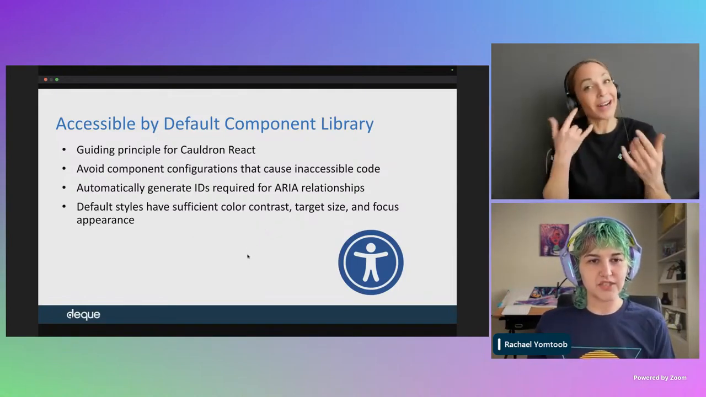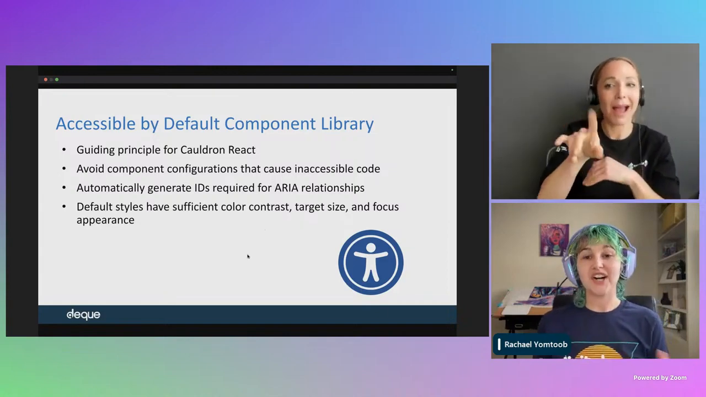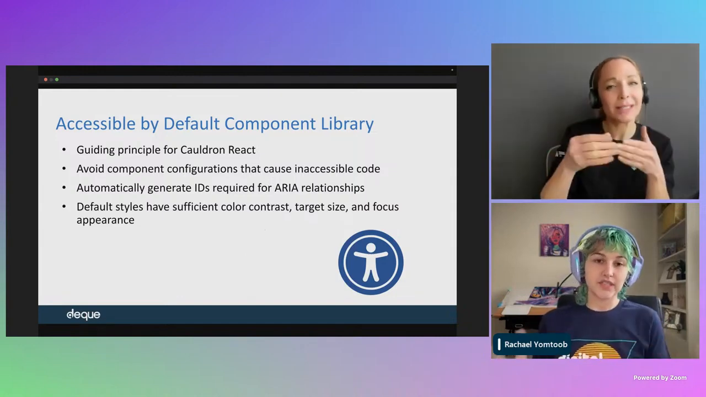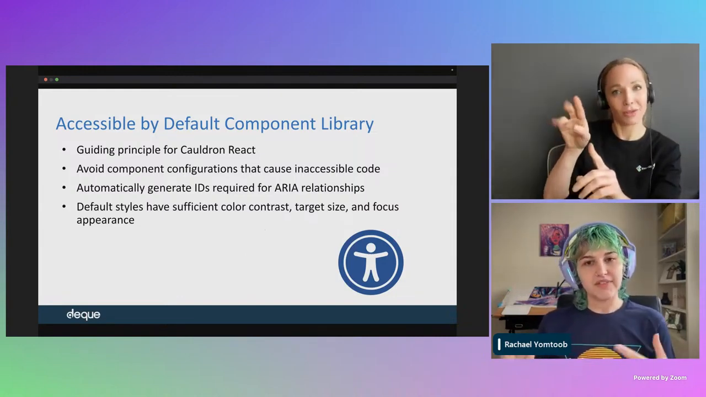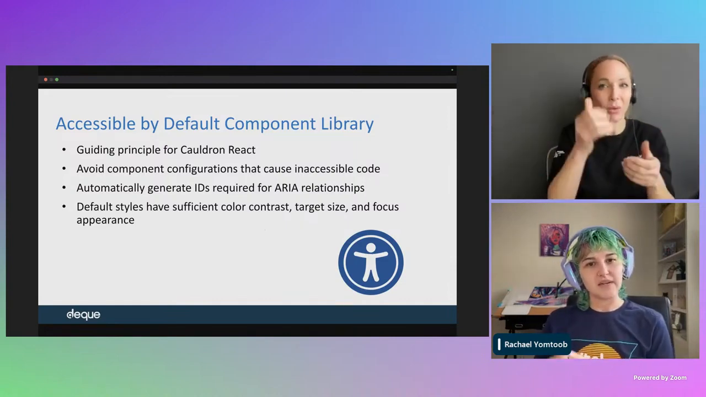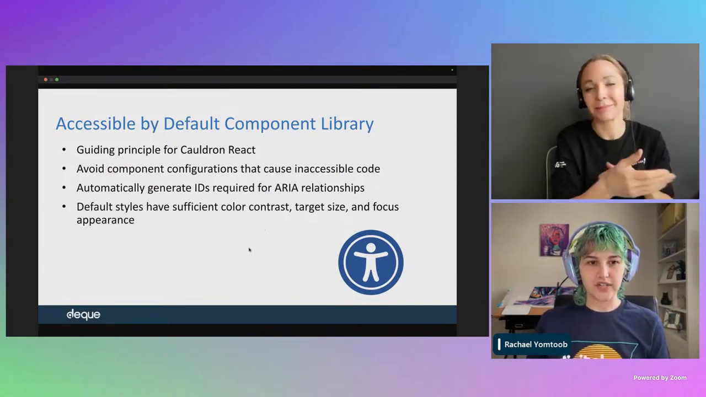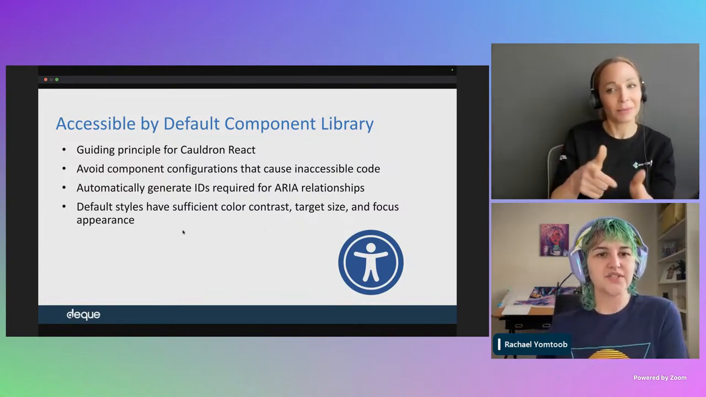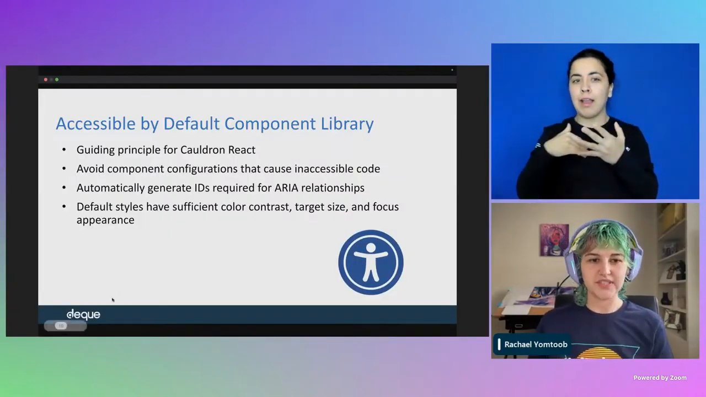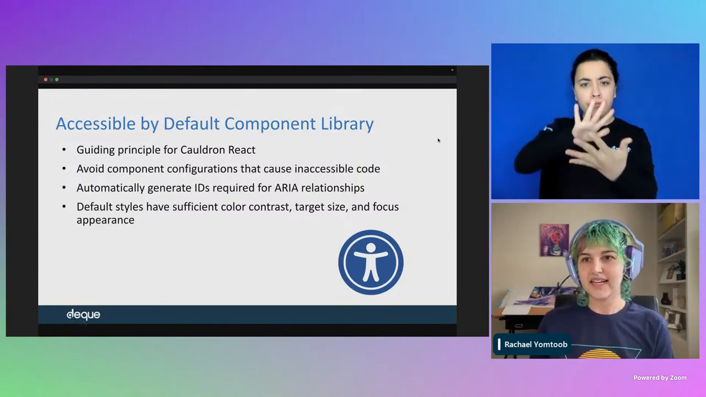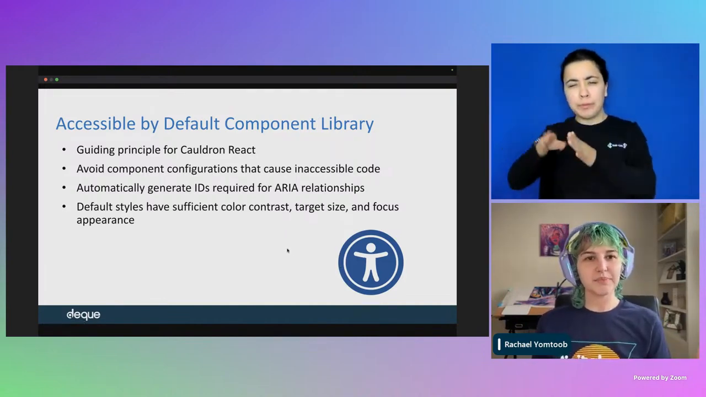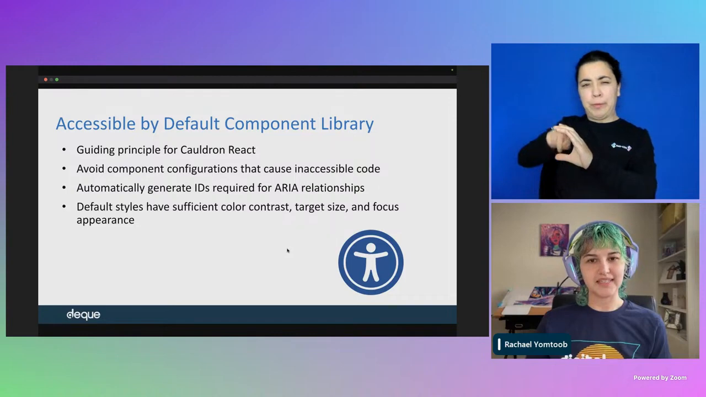And the way that we do that is we try to avoid component configurations that would cause inaccessible code. Another thing that we do is handle things for the user or for the developer that may be more tricky if they don't have a lot of developer or accessibility experience. So one of those things is automatically generating IDs, which are required for ARIA relationships. Lastly, we also have default styles that have sufficient color contrast, target size, and focus appearance as well. And then I have a graphic of the accessibility icon kind of representing that we're using this principle of building a component library to be accessible by default.